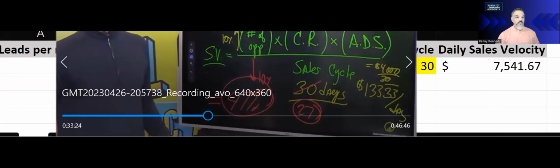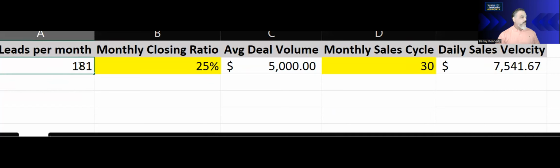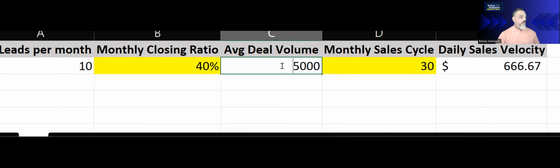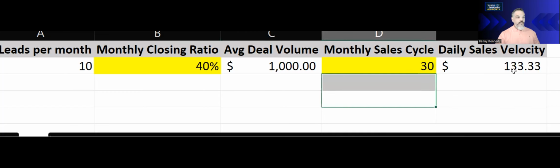So he was basically saying we got 10 and that our closing ratio was at 40%, which is generous. And our deal volume was at $1,000, right? Our closing ratio was keep it at 30 days. And that was our 133.33, right?